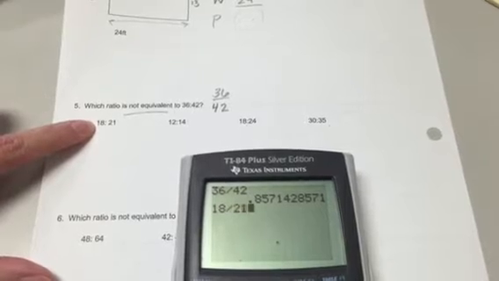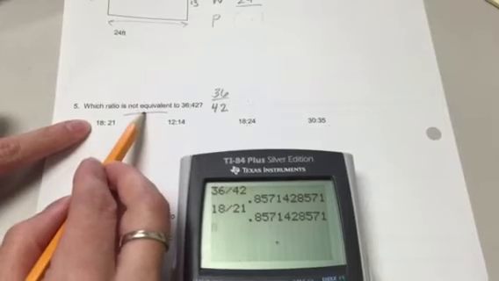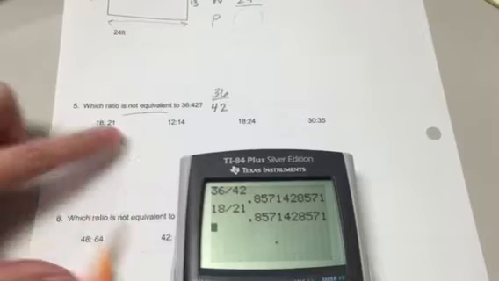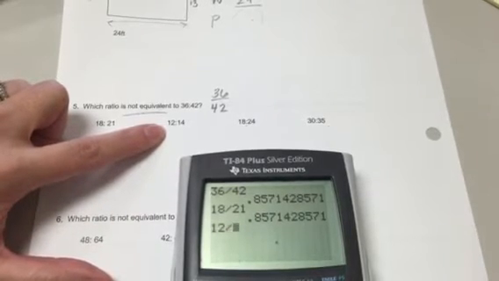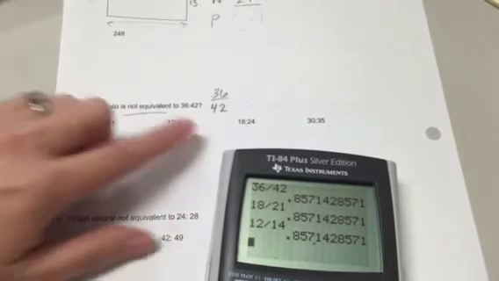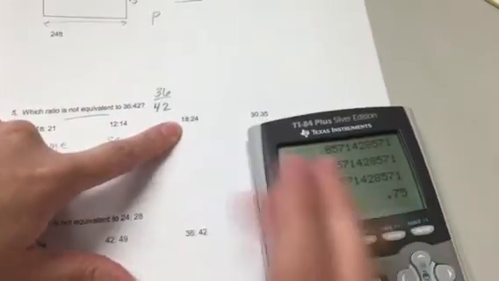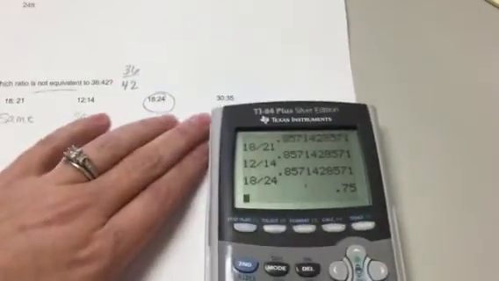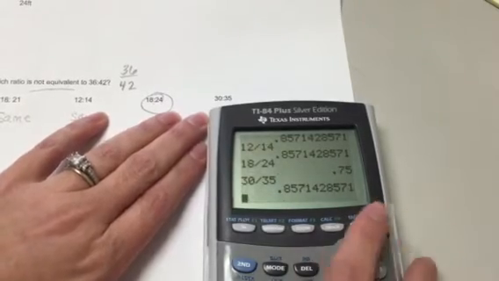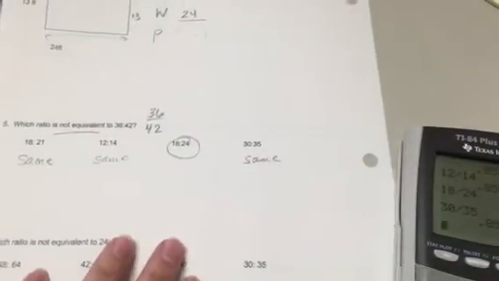Then what I'd have to do is check the other ones. 18 divided by 21. Oh, well, that is the same. And they want the ones that are not the same. So this one is the same. Then I would do 12 divided by 14. Well, that one's the same. 18 divided by 24. That one I don't get the same value, so I circle that. 30 divided by 35, I do get the same. So that's one way, is to turn it into a decimal.